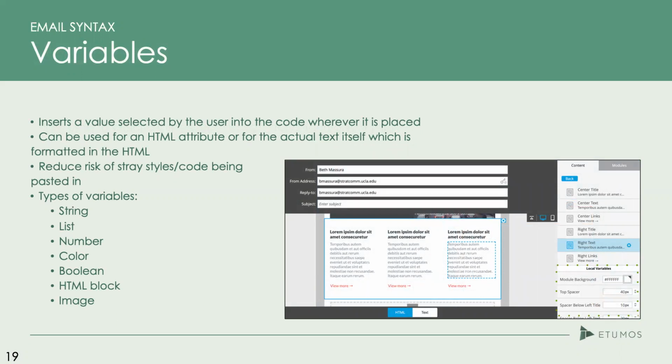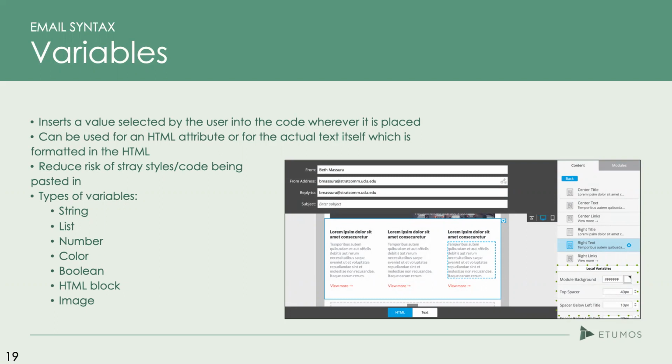Variables are the next key piece of Marketo Engage syntax. They're used to insert a value selected by the user into the email code wherever the variable is placed. It can be used for an HTML attribute, think of a characteristic or quality such as font size, or for the actual text content, which will then be formatted in the HTML. Variables generally reduce the risk of stray styles or code being pasted in compared to the rich text element.